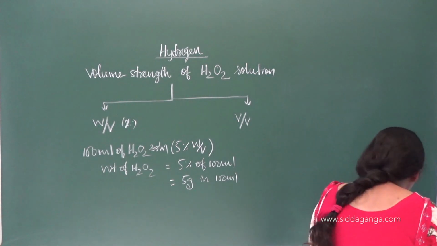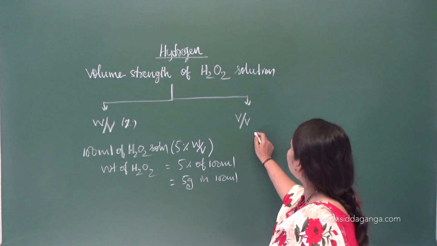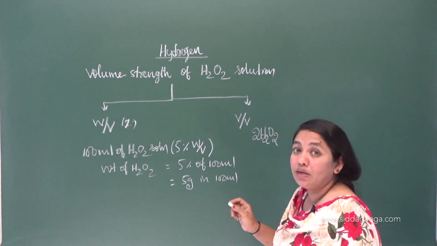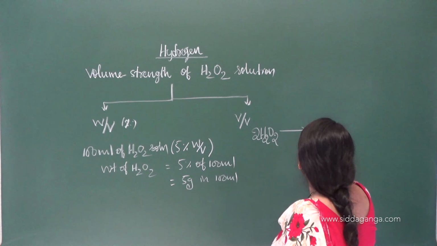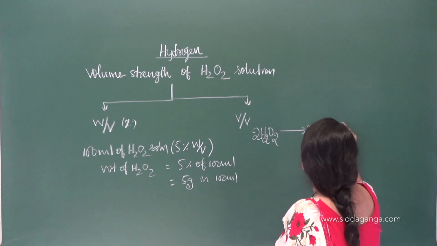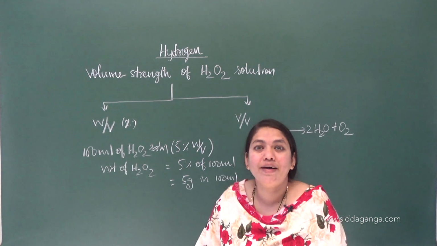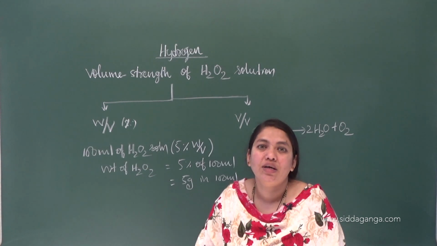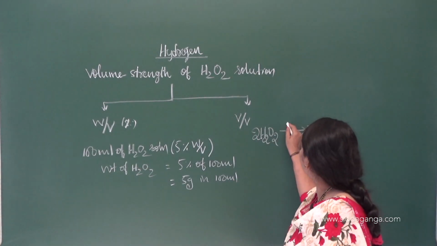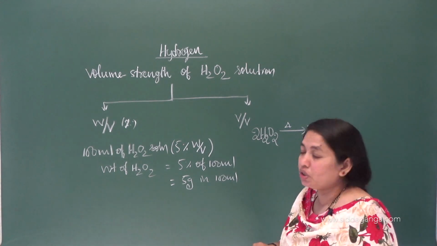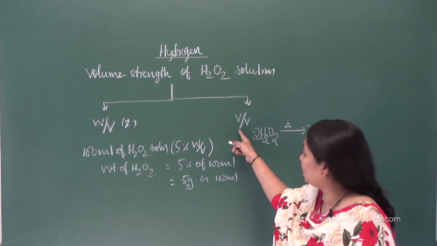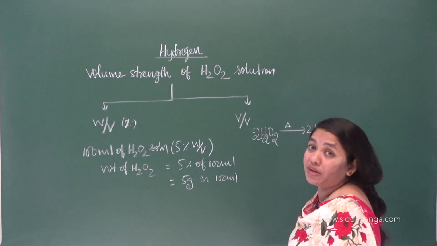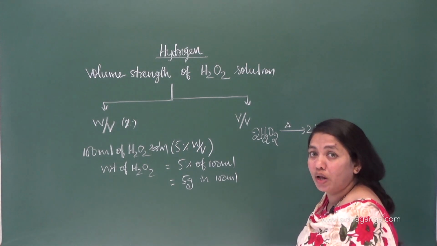This volume strength means, for that we have to consider one equation, that is the decomposition of hydrogen peroxide. What is that? 2H2O2 gives rise to 2H2O plus O2. You know that hydrogen peroxide is highly unstable on exposure to light or contact with any metal surfaces, so it will undergo decomposition, or simply by heating it will undergo decomposition. So to calculate by volume, here how much volume of hydrogen peroxide gives how much volume of oxygen.